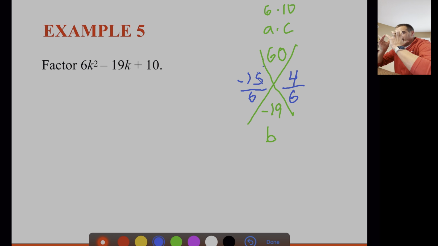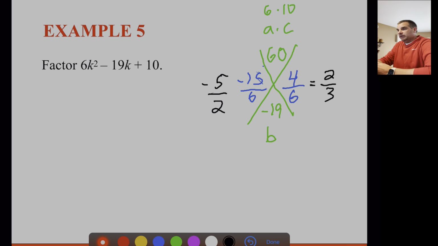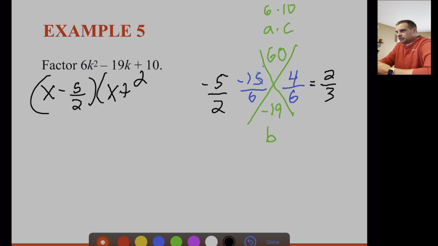That's because we can't just eliminate that a value, and this is the little trick. The next trick is you have to reduce these fractions. So this reduces to 2/3, and this reduces to -5/2. If we were going to write this, this would be x minus 5/2 times x plus 2/3. But you can't leave it like that.